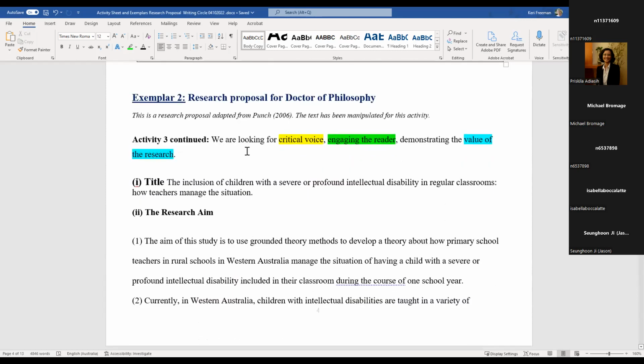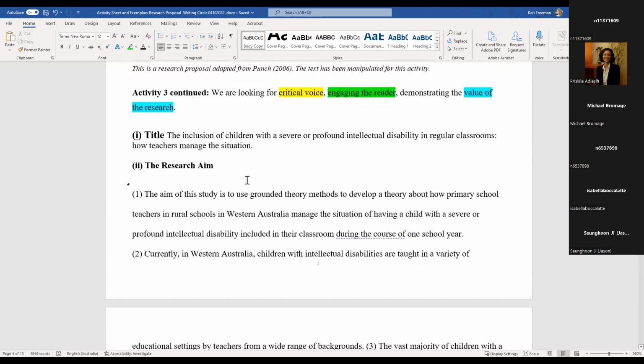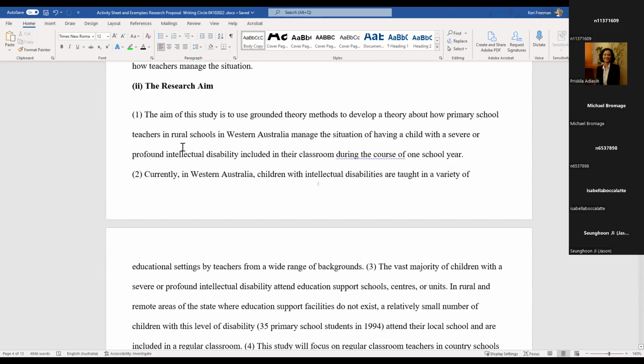Okay, next one, exemplar two. This is a research proposal, a bit like a confirmation. It's not from QT. The inclusion of children with a severe or profound intellectual disability, how teachers manage the situation. Remember, we looked at that example just before of grounded theory. All right, let's have a look at this research aim. So the aim of this study is to use grounded theory methods to develop a theory. So that's good.